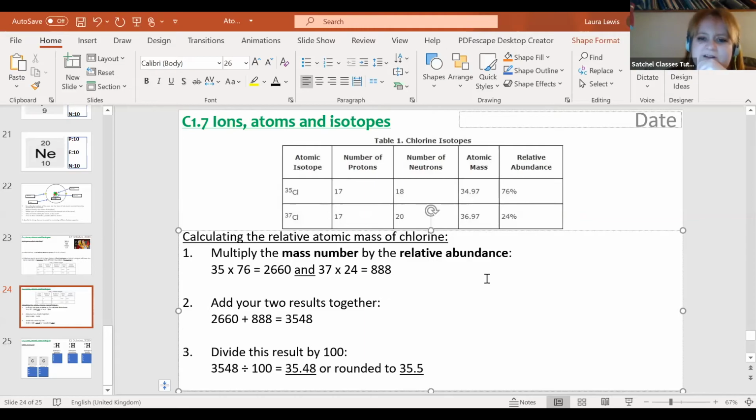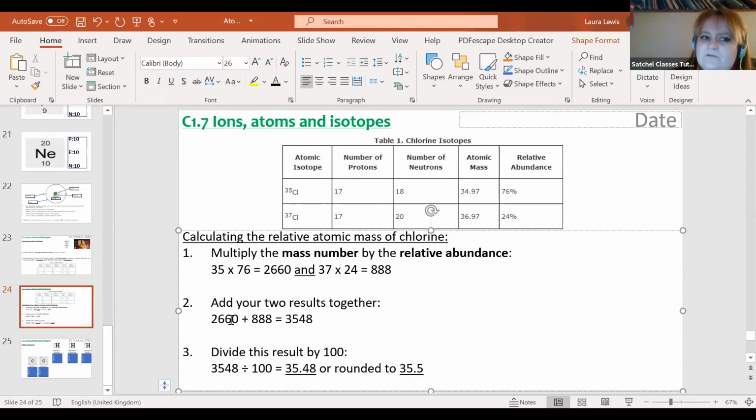Well, really, we're just working out an average here. It's very, very much like maths. Add your results together, and divide this result by 100. So get them together, 3548. So 3548 divided by 100 is 35.48, or rounded to 35.5. So it's just an average of those isotopes' abundances. So it's just the average.